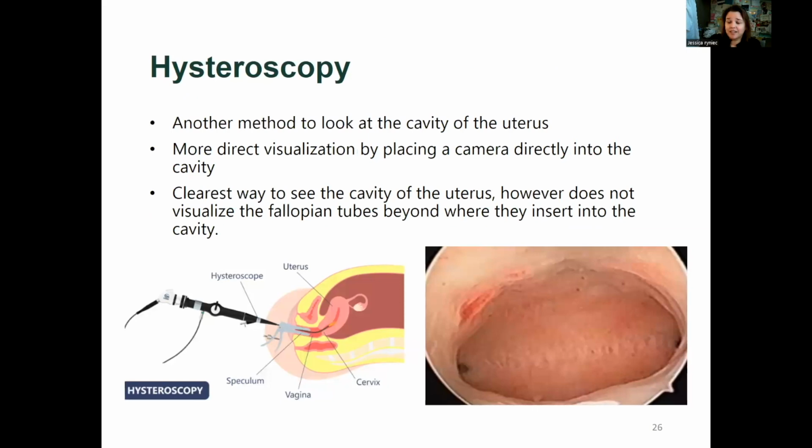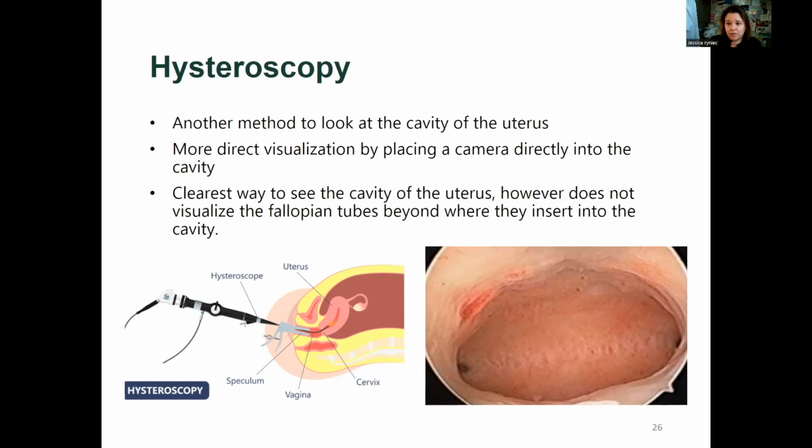And finally, the last way that we typically will look at the anatomy is a hysteroscopy. So this, unlike the others, is a direct visualization of the inside of the uterus. And you can see down here in the little cartoon image, there's this camera that is guided through the cervix into the cavity of the uterus. And then there on the right is the visualization that we're able to see. This is the most direct and clearest way to see the cavity of the uterus.